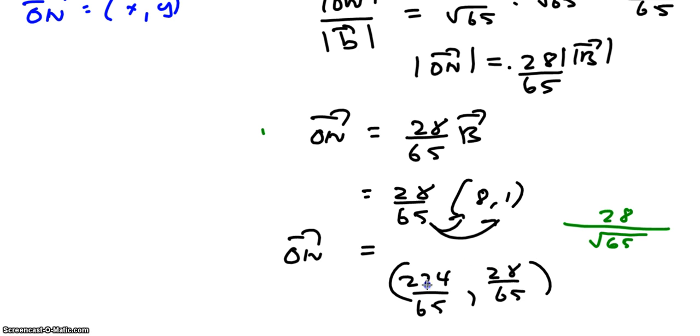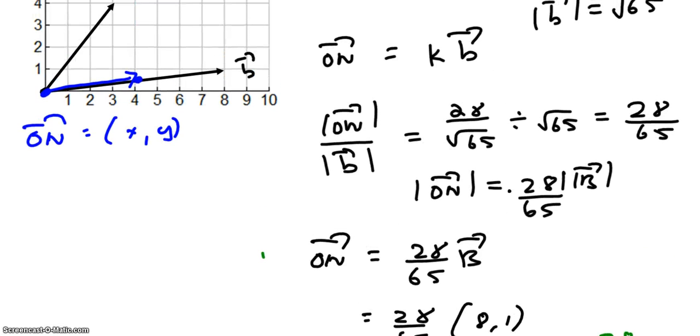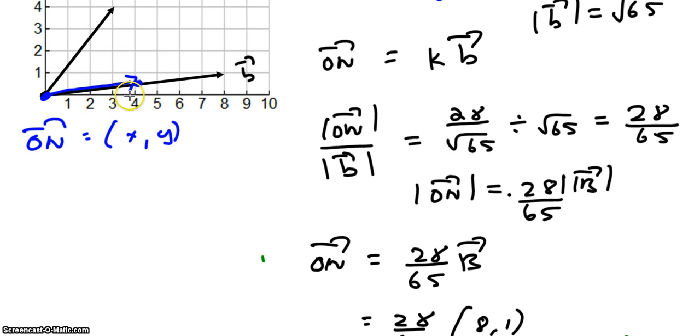If you take your calculator, 224 divided by 65, let's assume it's around 3 point something. If you take 28 divided by 65, it's let's just say 0.4 something. What this means is, to get this vector, you move 3 point something to the right and 0.4 up, and that matches our picture. So this is our Cartesian form.